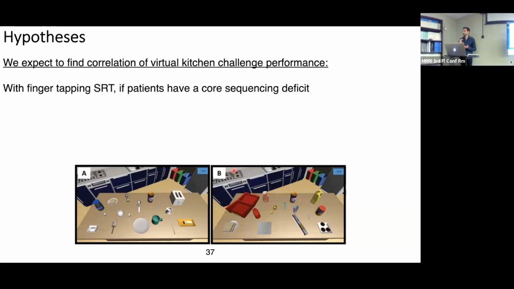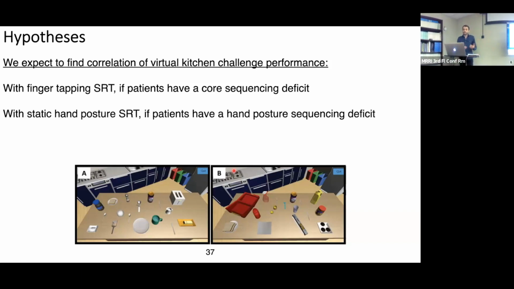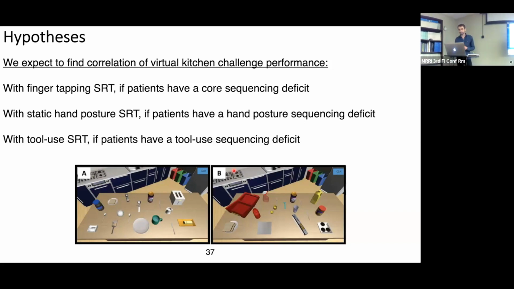Whereas when they have to sequence more naturalistic events such as postures, we may expect in that case to find a correlation between the static posture SRT task and the virtual kitchen challenge. And if their deficit is even more linked to sequencing events that are even more naturalistic and that involve tools, then we should only find a correlation with the tool use SRT task.